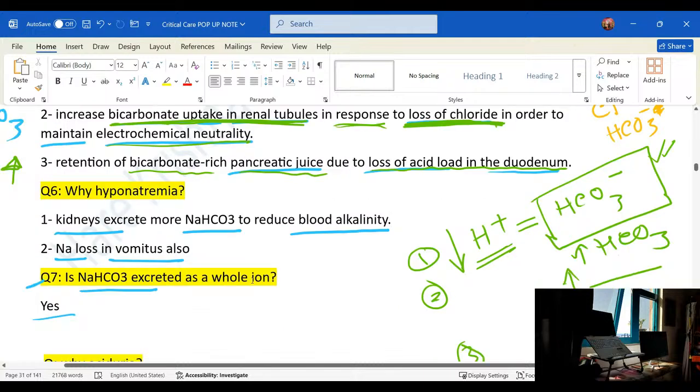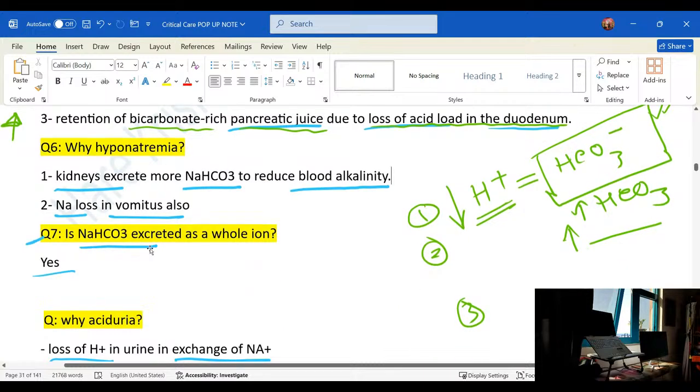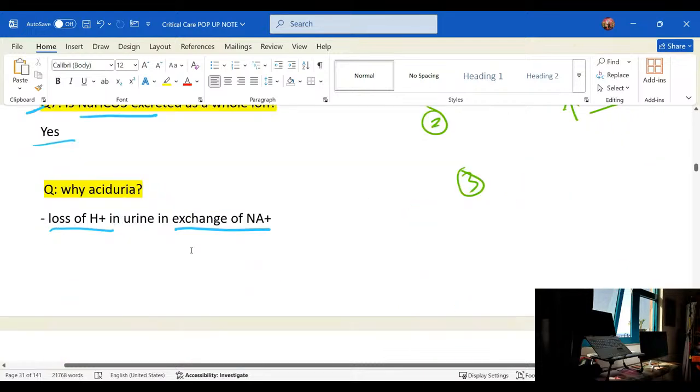Is sodium bicarbonate excreted as a whole? Yes. Why aciduria? Because of hydrogen ion excretion with urine in exchange of sodium.